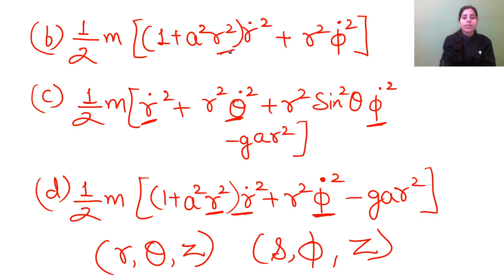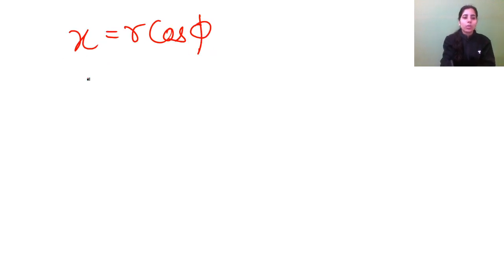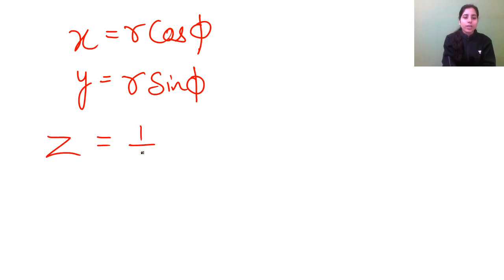Clear? So you can say either in this option just r and phi are present. So that's why I'm writing x is equal to r cos phi instead of r cos theta, y is equal to r sin phi. Clear? And z is already given to us, that is half x square plus y square, and a is also there.